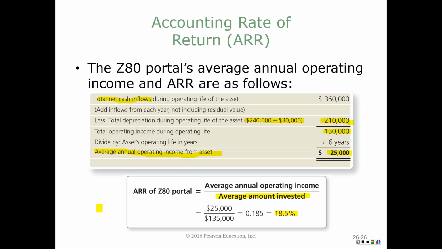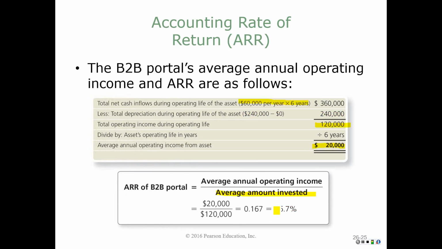Now this is good information for us to compare the 18.5% to the 16.7% that was generated by the B2B. But even without these numbers, we could tell that even though they're generating revenue over the same period, we have more revenue coming in. We have additional profits coming in from the Z80 than we do the B2B.